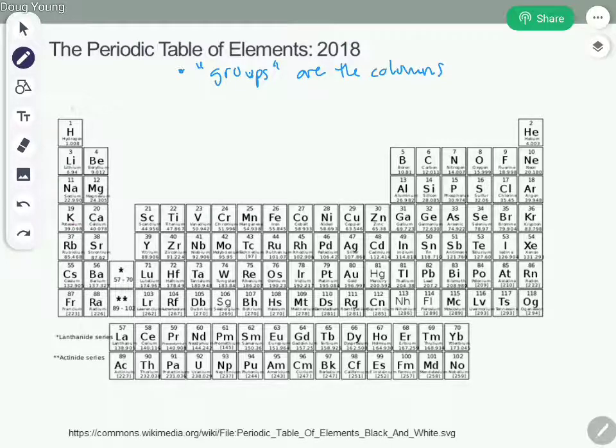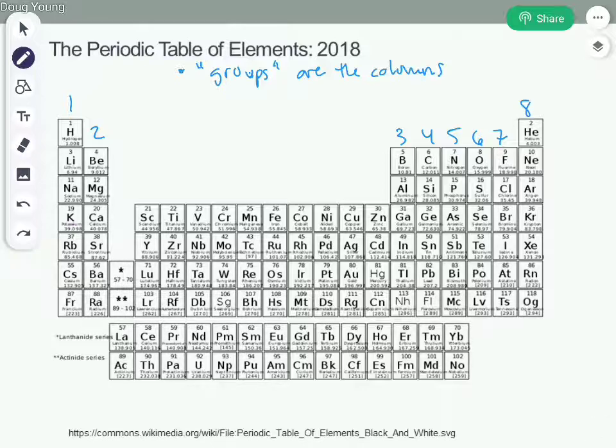And for us, this is our introductory level type of class. For us, we're going to use what's called the A method for naming the groups. So we have 1A, 2A, 3A, 4, 5, 6, 7, and 8A. I'm not going to put the A because we're not comparing the A system versus the B system.